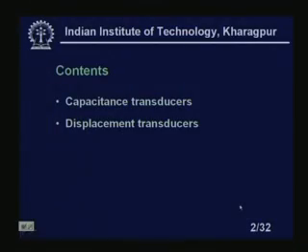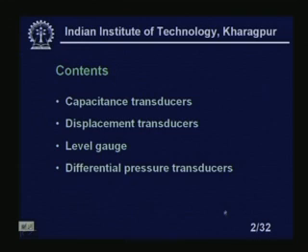the sense that a basic principle of the sensor we will discuss, and capacitance transducers are basically used as displacement transducers, level gauge or level sensor, both liquid and solid, and differential pressure transducers, because these differential pressure transducers are utilized in, we will see later on in the flow measurements, and the DPT or differential pressure transmitter is basically a differential capacitive transducer.